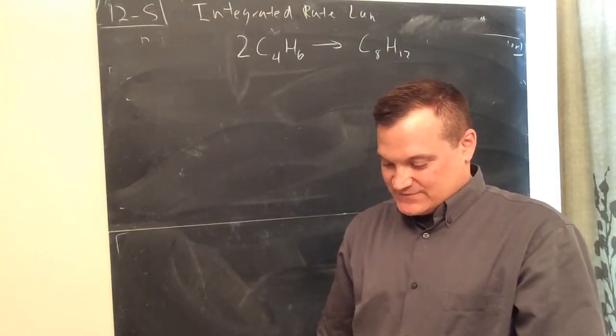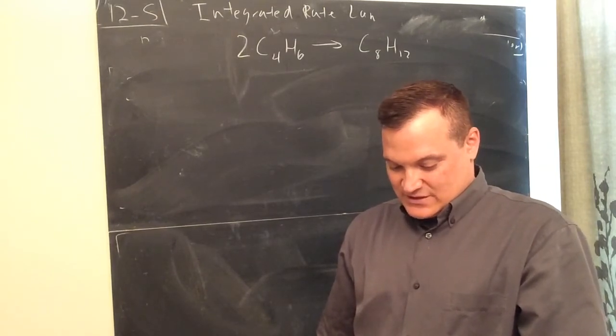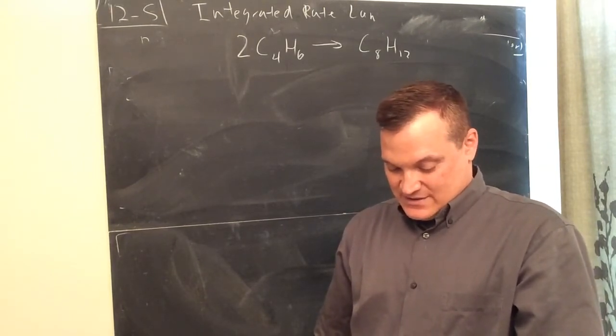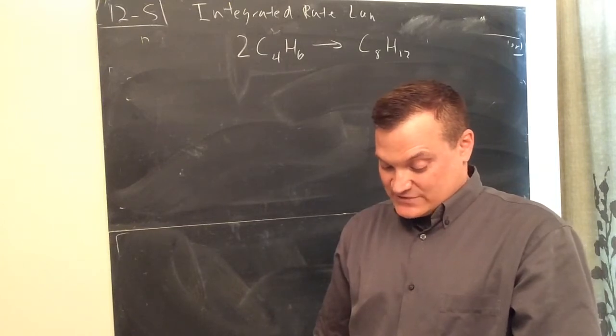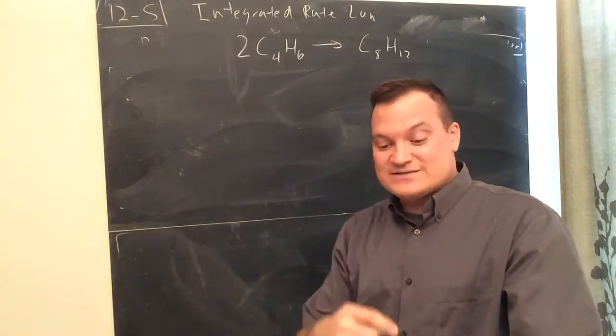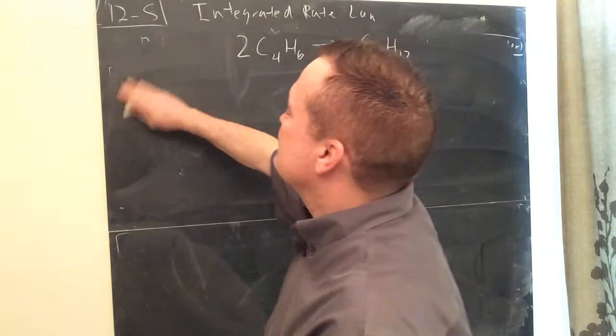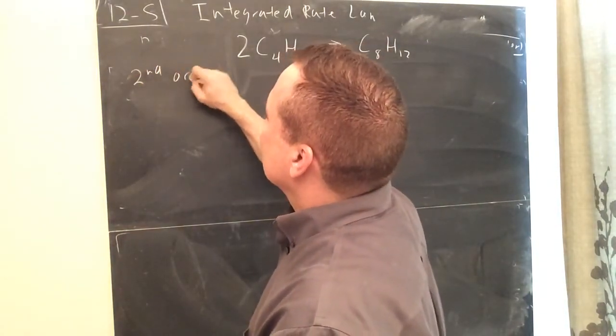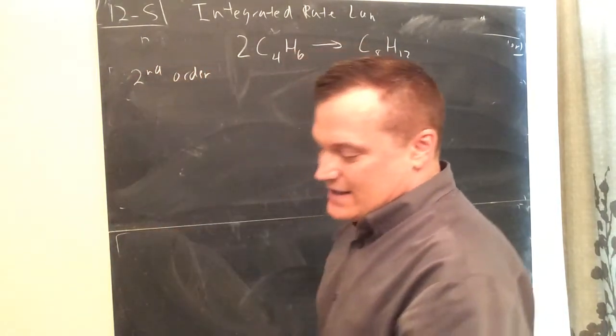Concentration of C4H6 versus time. Natural log of C4H6 versus time. C4H6 to the negative 1 power versus time. Oh, there it is. What is that? That means it's going to be second order. Because, and here's how you write it. And so here it is.